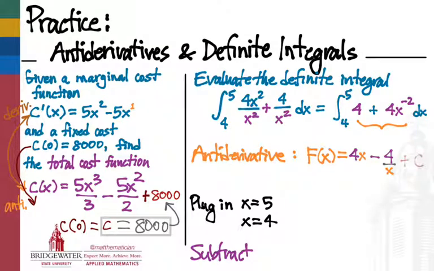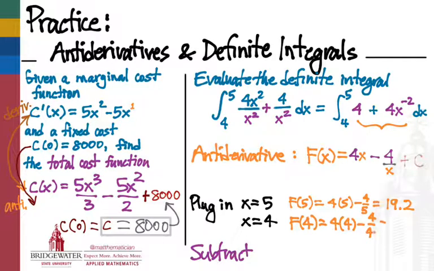Now let's use it. To actually use it, we'll have to plug in these 2 values, which are the limits of my integral, x equals 5 and x equals 4. So capital F applied to 5 is, what is that going to be? 4 times 5 minus 4 over 5. That's 20 minus 0.8. That's 19.2. F of 4: 4 times 4 minus 4 over 4. That's 16 minus 1. That's 15.